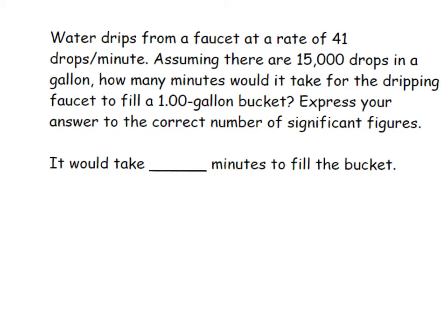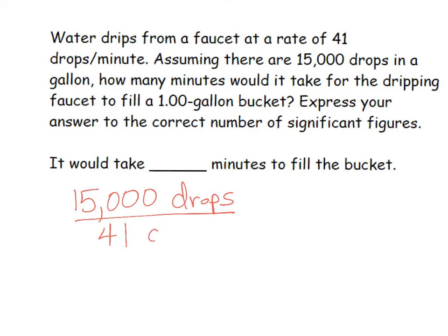Okay, so we're going to save the significant figures for last. And we're going to go ahead and take a look at finding the number of minutes it would take if we have 15,000 drops in a gallon, and it takes 41 drops per minute. And let's remind ourselves of what we're looking for. How many minutes would it take for the dripping faucet to fill the bucket?